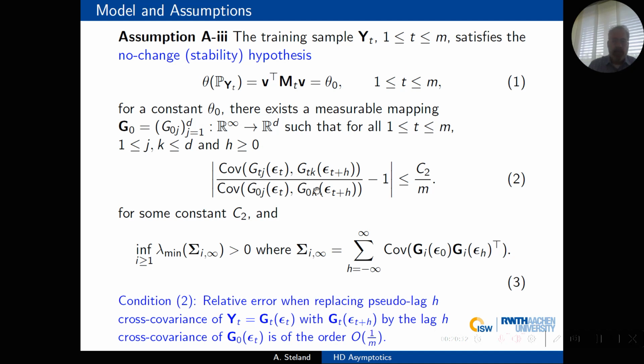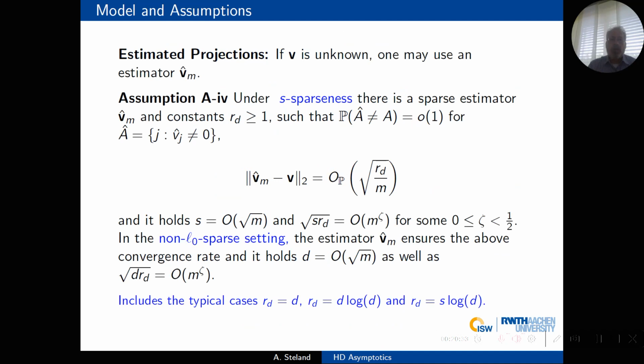Okay. The second assumption is also not very restrictive. These are long-run variance covariance matrices which arise in the asymptotics. And we need to assume that the minimal eigenvalue of these covariance matrices does not tend to zero. Okay, in practice, the V, the projection vector, may be unknown. Then you can use random projection. And this actually works quite well. But in other cases, you want to use an estimator.